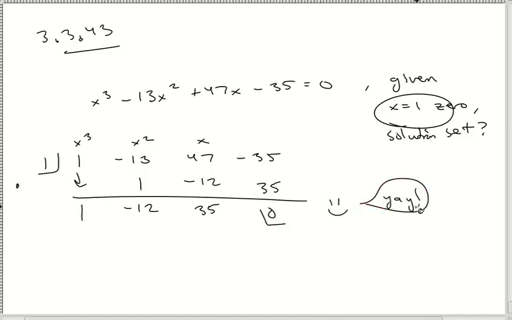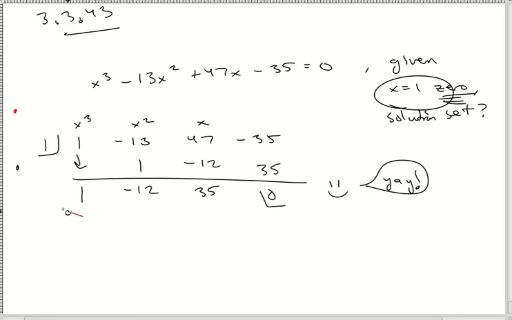We like when we get a remainder of 0. The reason why is because it tells us, hey, this is a zero. This will be vitally important in the next section, 3.4. As of right now, I'm just showing you the basics. What we get out of this is now our quotient. This is x squared minus 12x plus 35.